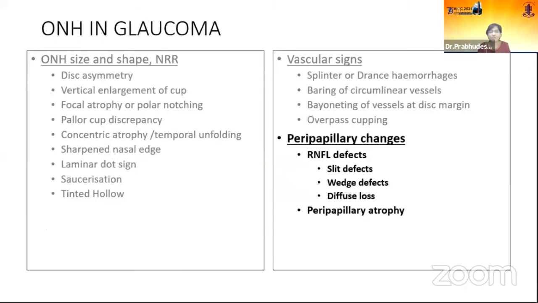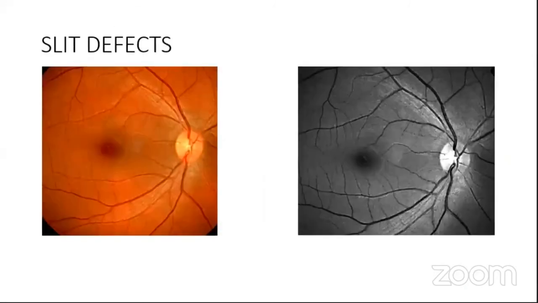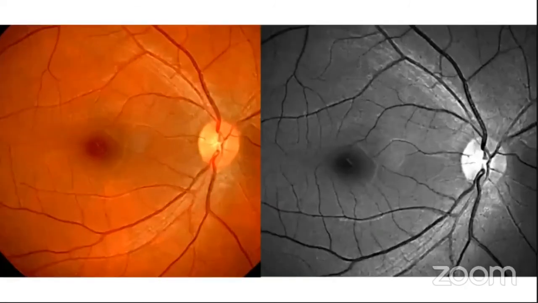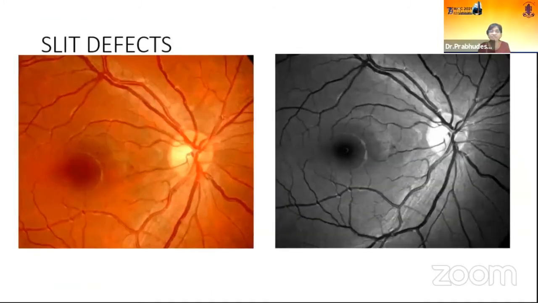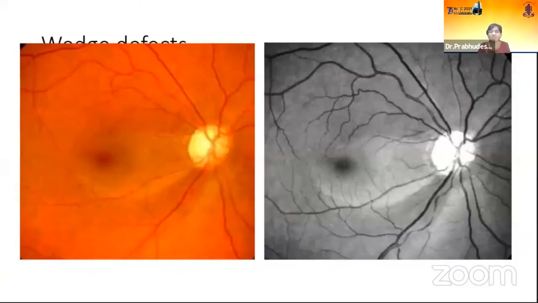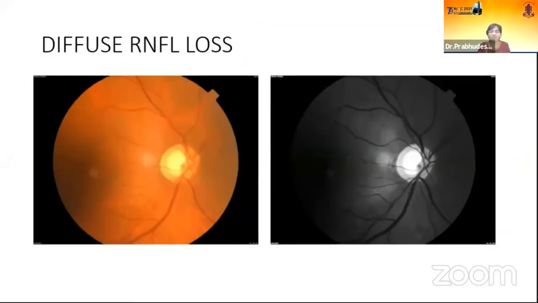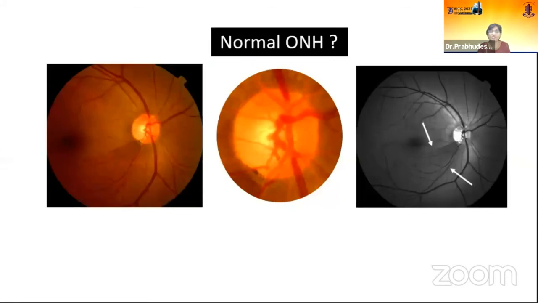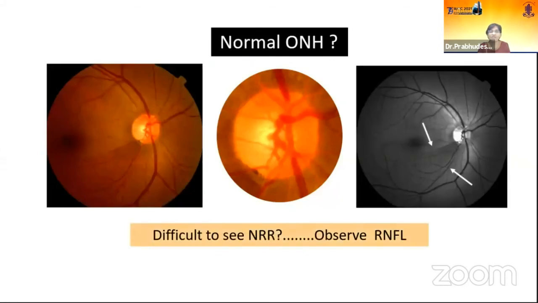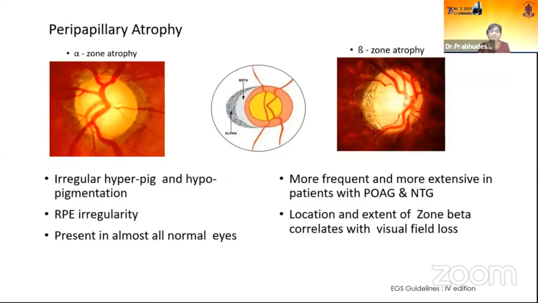So coming to peripapillary changes, which are RNFL defects. Yeah, I'll just finish off. So these are slit defects. The slit defects again are suspicious, and this is a wedge defect, and this is a diffuse loss of RNFL. Whether it is a normal ONH or not, you can see the RNFL. So definitely NRR may not be an indicator, and you have to see the RNFL.